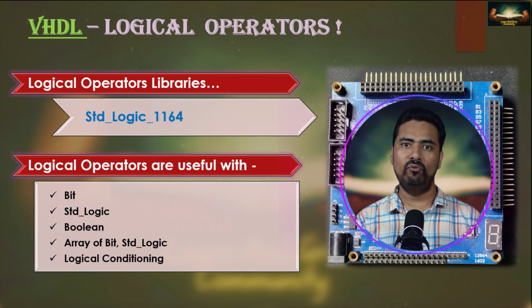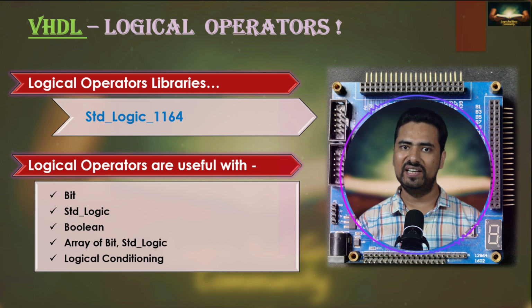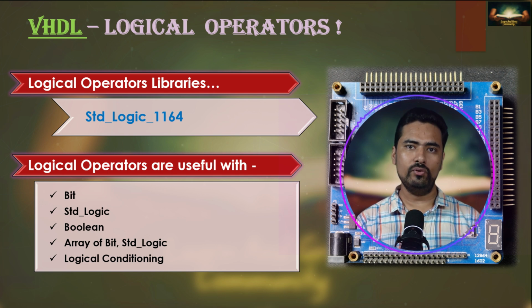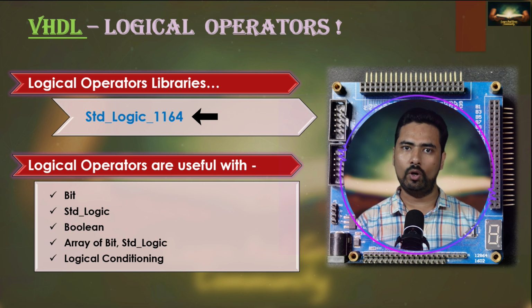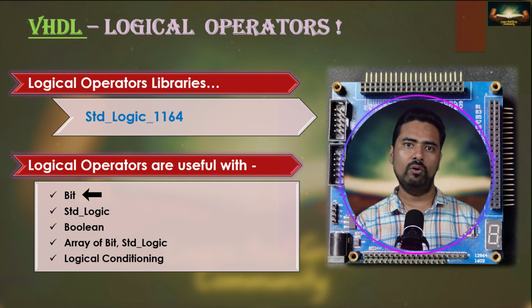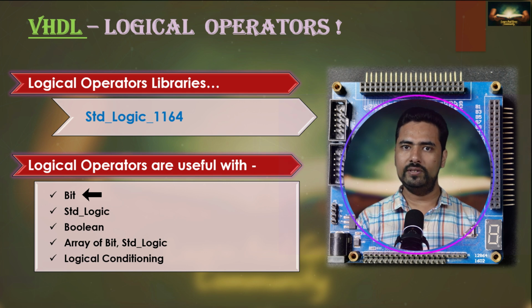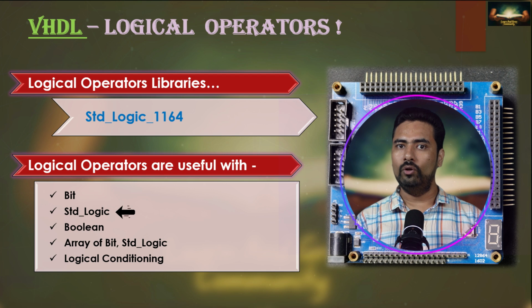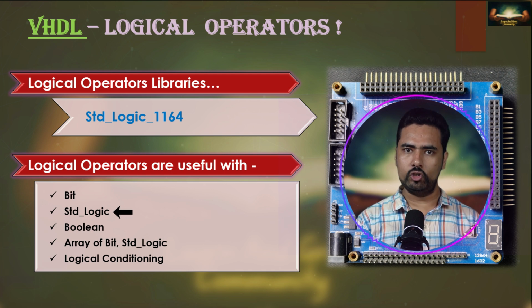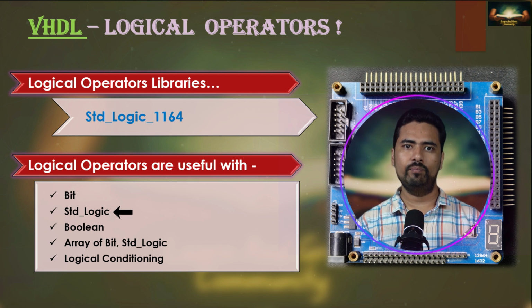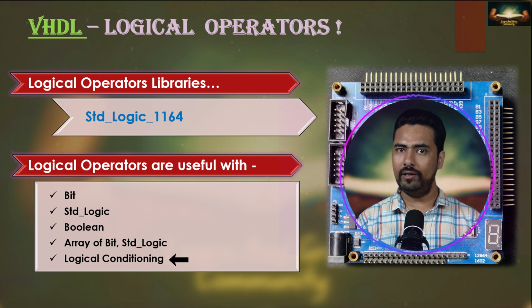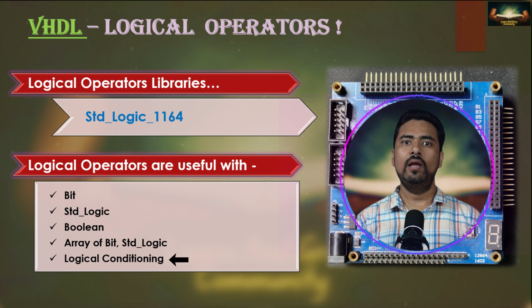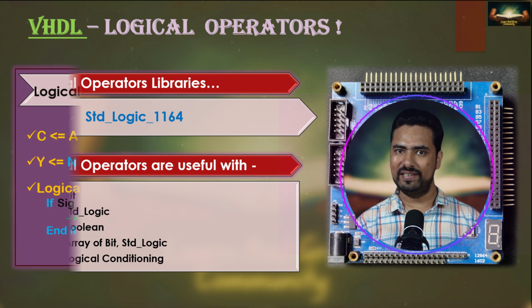Okay, so now let's see where you can use these logical operators in VHDL. Note that we will need to declare the VHDL package std_logic_1164 to use these operators. First you can use them with the bit data type or bit_vector data type, which supports 0 and 1 values. And you can also use these operators with std_logic and std_logic_vector data types. You can use them with Boolean, but the most important is that they would be widely used with logical conditioning. We will see that with an example in the upcoming slide.